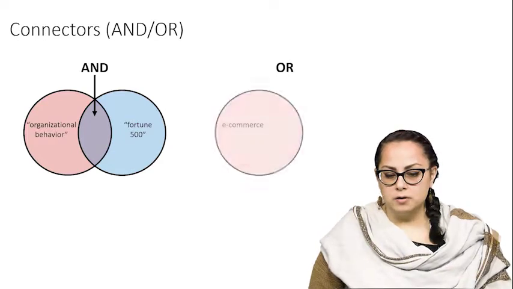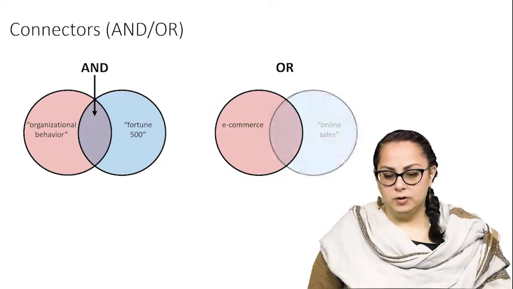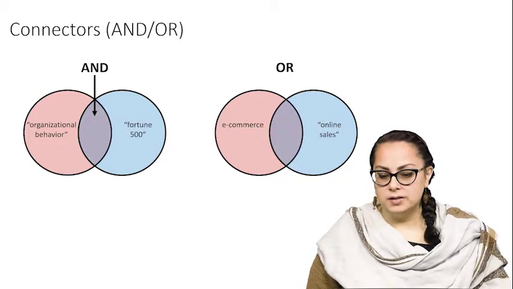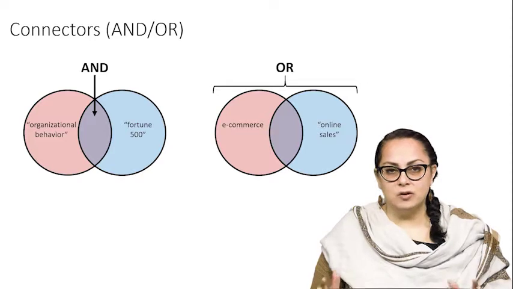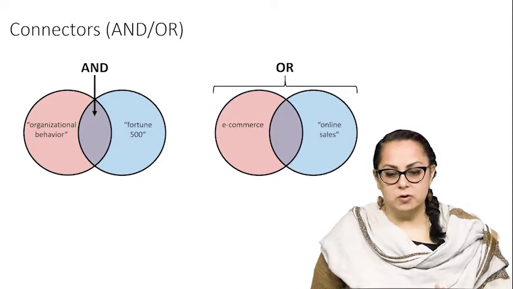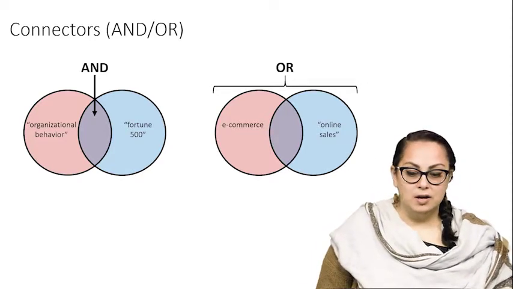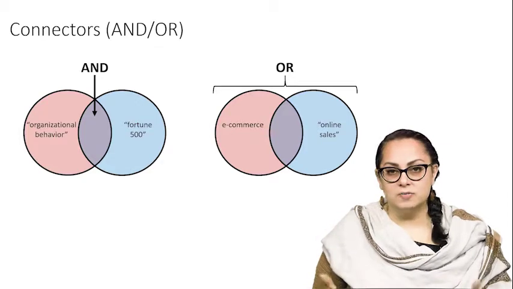If we use OR, for example, looking for e-commerce or online sales, it's going to show us any article that has either one of these terms. So it may have e-commerce, it may have online sales, it may have one of the terms, and it may have both. The next operator we're going to talk about is parentheses.